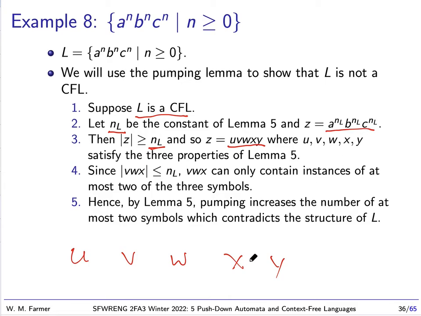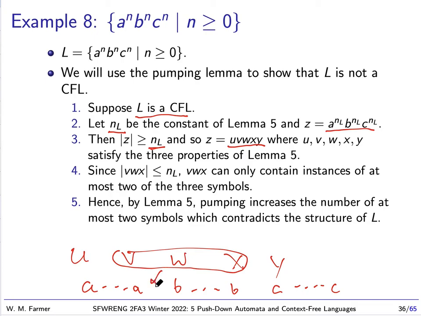So that means that if our string is broken up and it has a bunch of A's, a bunch of B's, and a bunch of C's, this part here has to be contained in this part, or it has to be contained in this part. It's too short to be contained in the part of A's, B's, and C's. It's either a string of A's and B's or a string of B's and C's. It can't be all three.